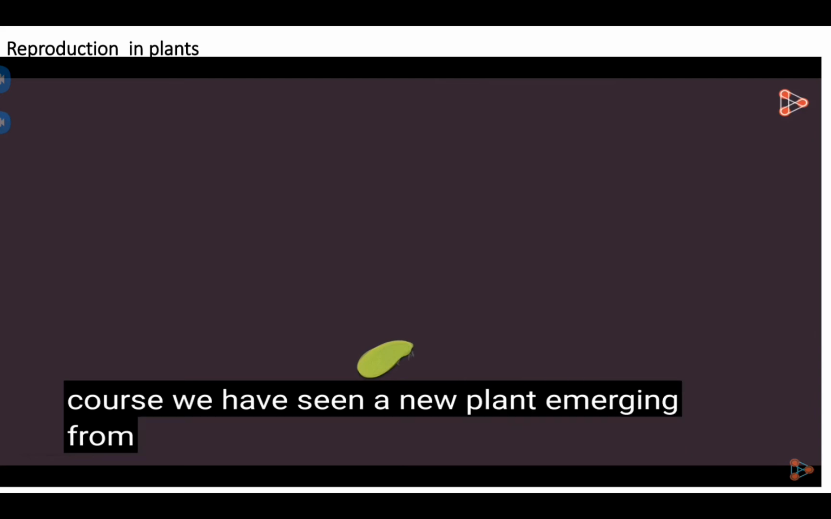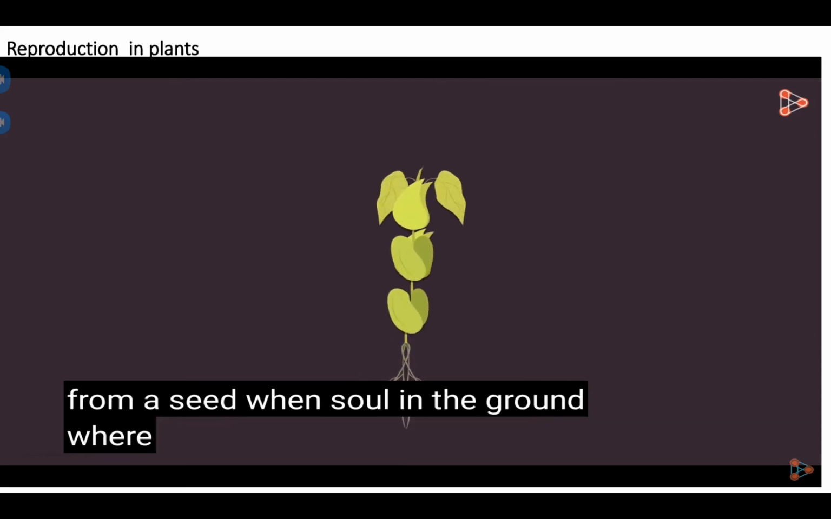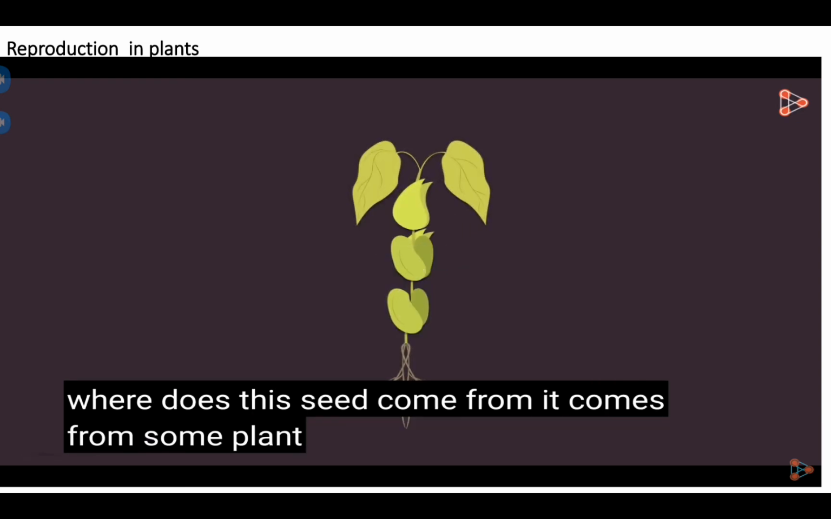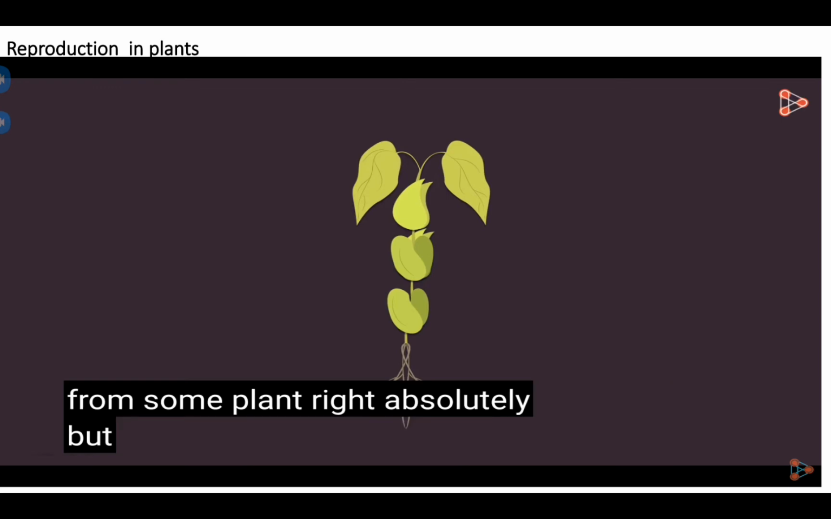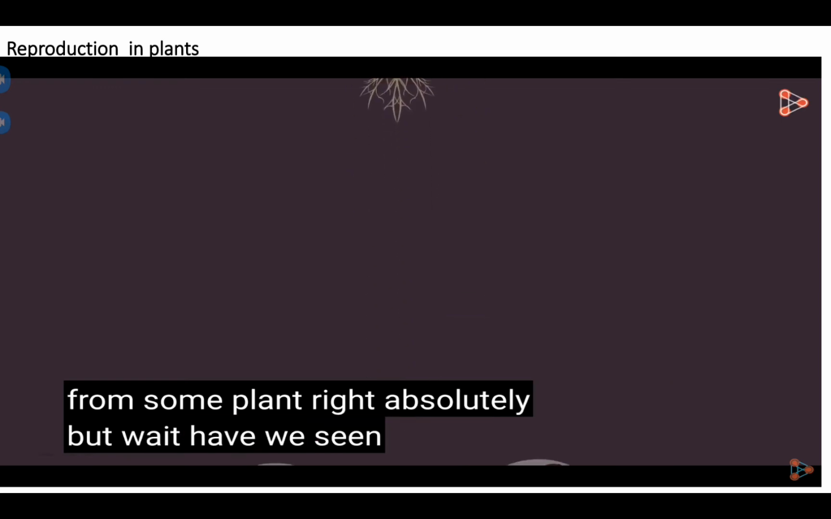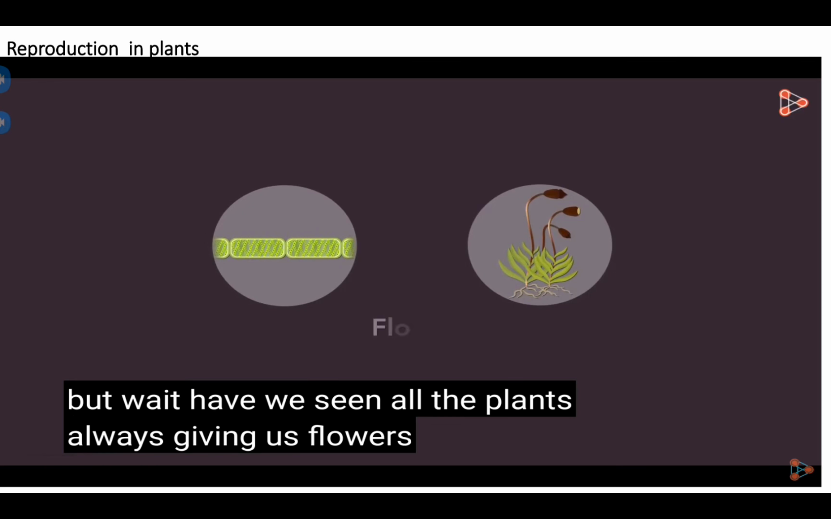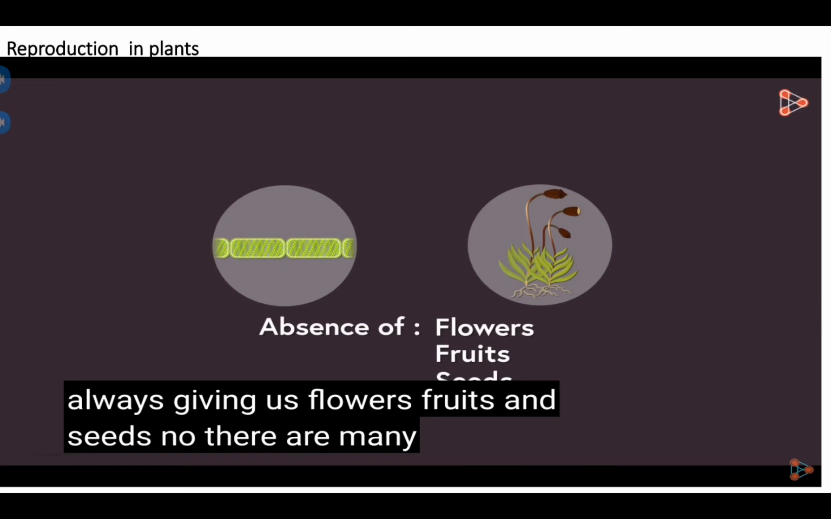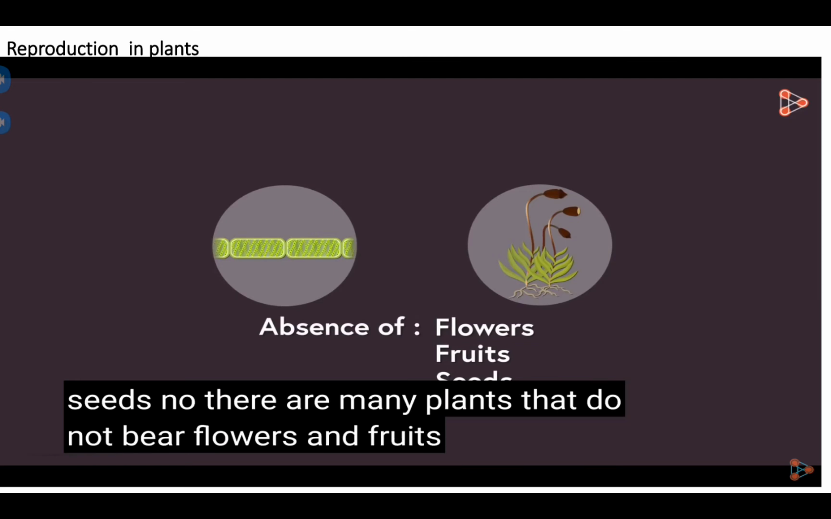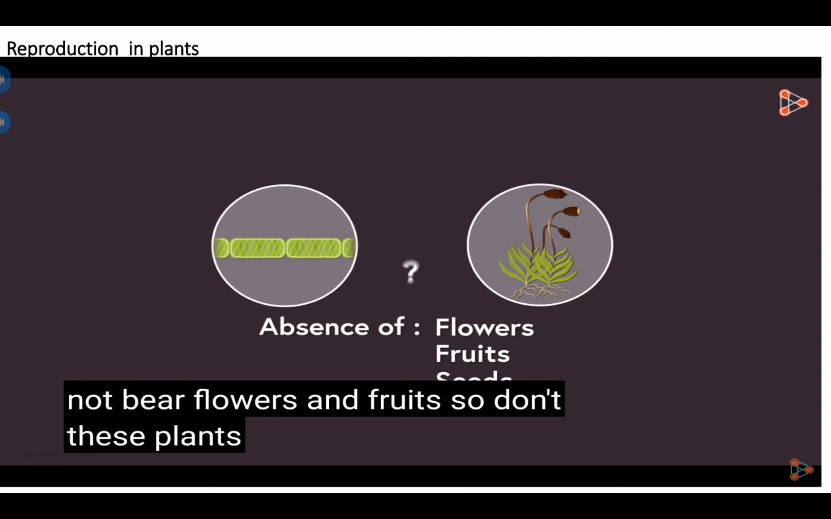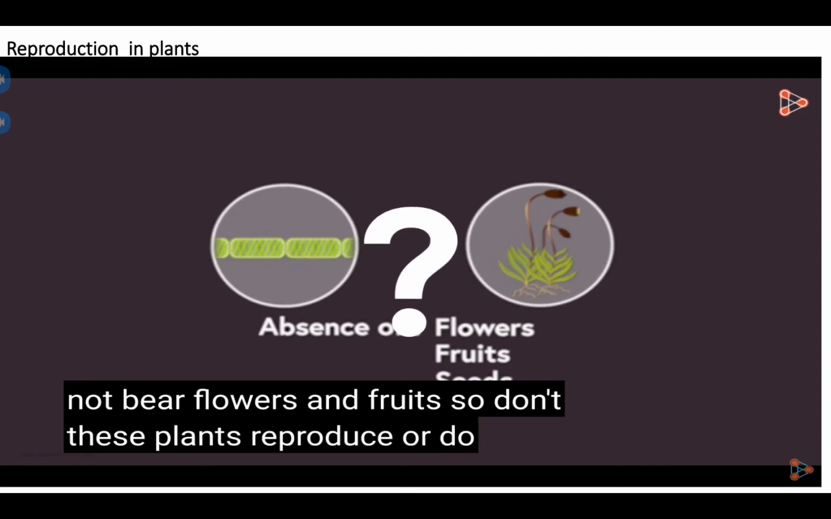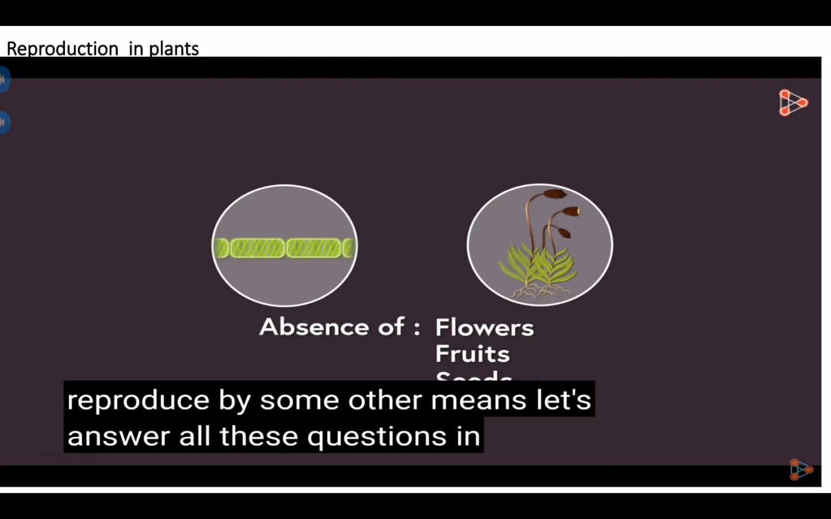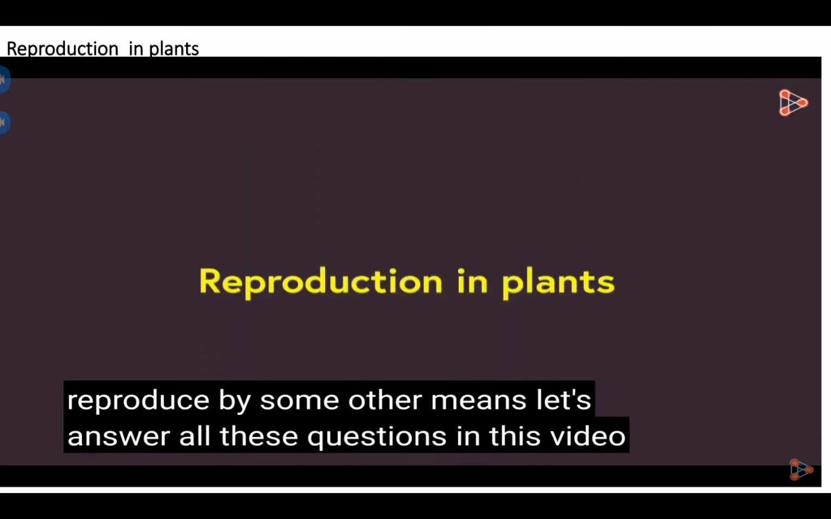Yes, of course. Now what we have seen is a new plant emerging from a seed when sown in the ground. Where does this seed come from? Your answer is correct. It comes from a plant. Flowers can become a fruit. Then these flowers, fruit, seeds. But few plants don't have flowers, fruit and seeds. How do they produce new plants? This is my question. What is the method for the production of new plants? Already we discussed. Tell me what is the name of that?